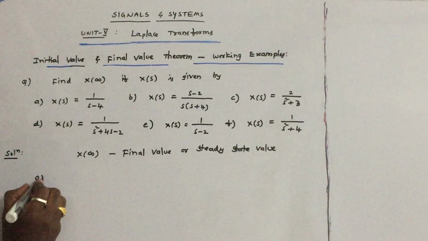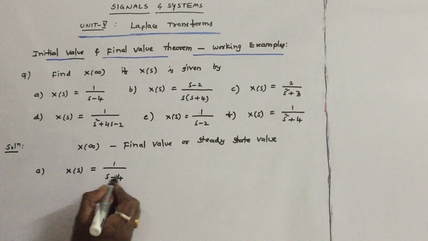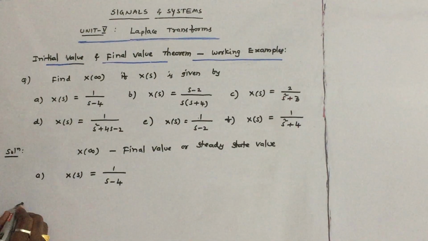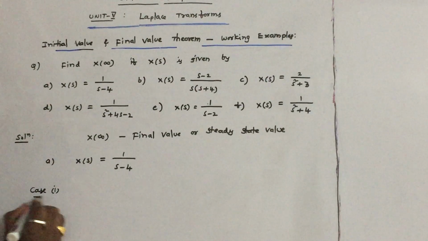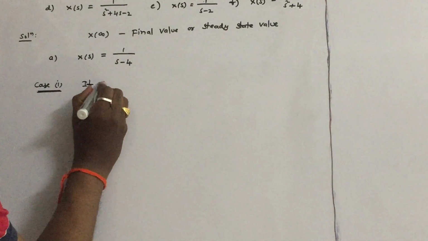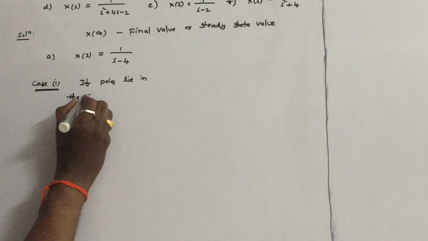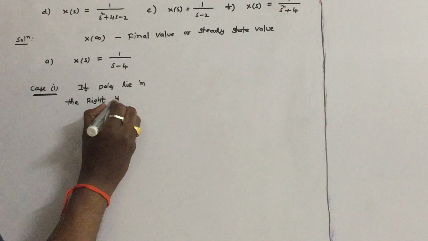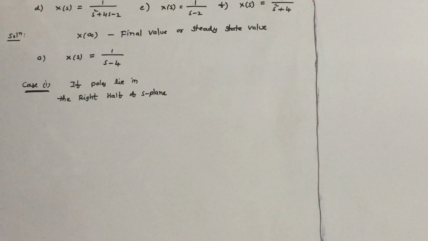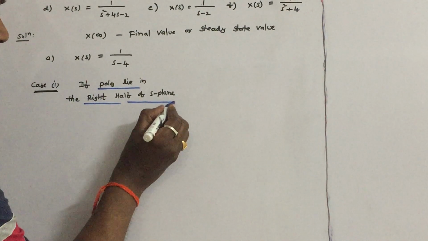The first question is given like this: x of s is equal to 1 by s minus 4. Remember that there are two special cases in finding the final value. Let us take this as case 1, very important for competitive exams. Let us see this very special case: if poles lie in the right half of S plane. So this is the first case, a very important model for competitive exams.